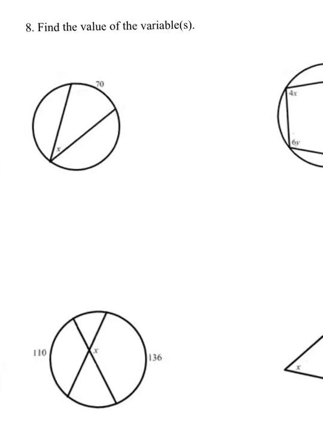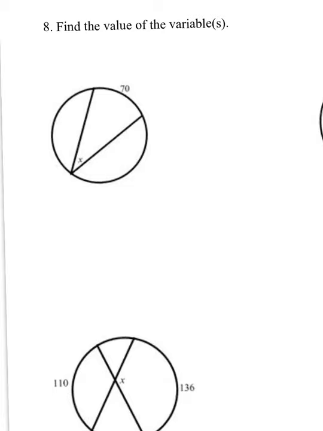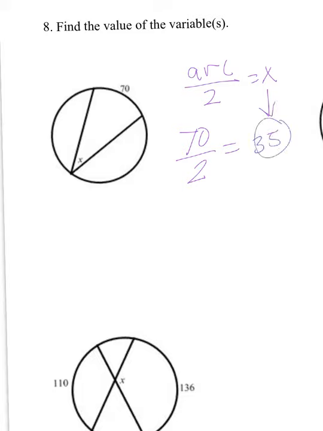All right, on this circle here, we're just solving for the variable x. And since it is an angle that goes from one side of the circle to the other, the arc, what you do is you use the arc divided by 2. So all you have to do is 70 divided by 2 to find the variable x, which would be 35. That's what happens when you have an angle measurement that goes from one side of the circle building out to an arc, like this one.